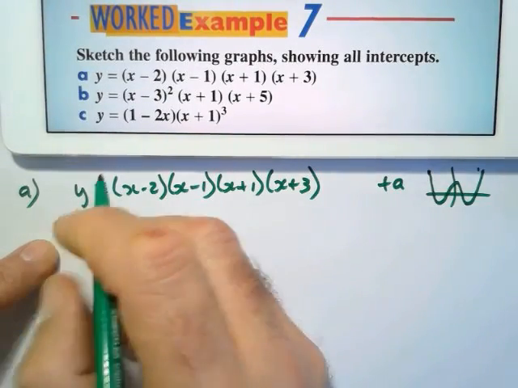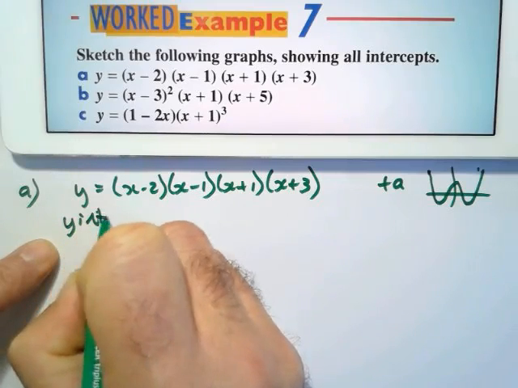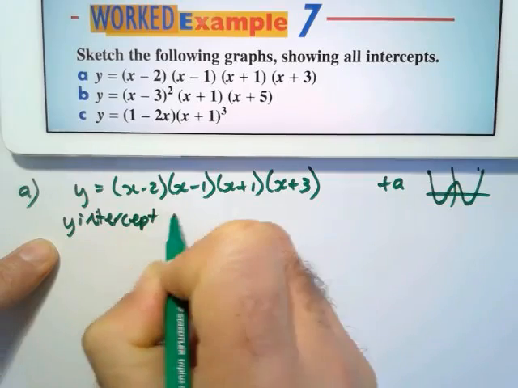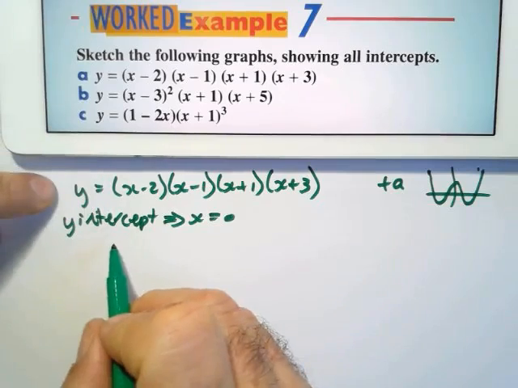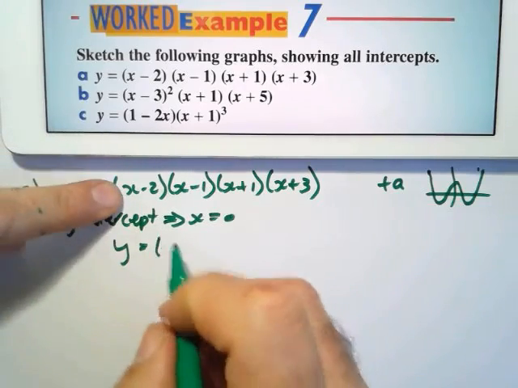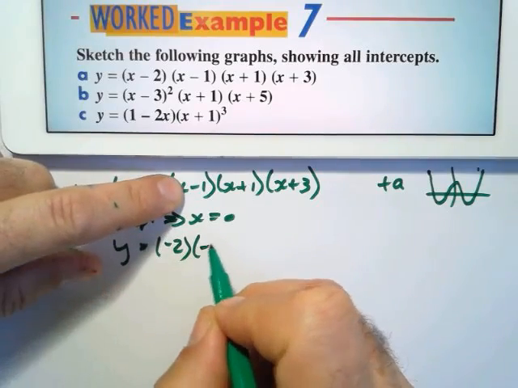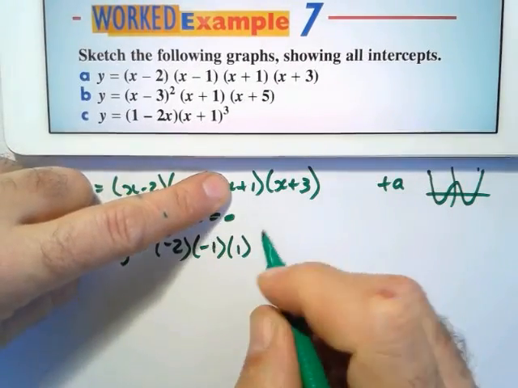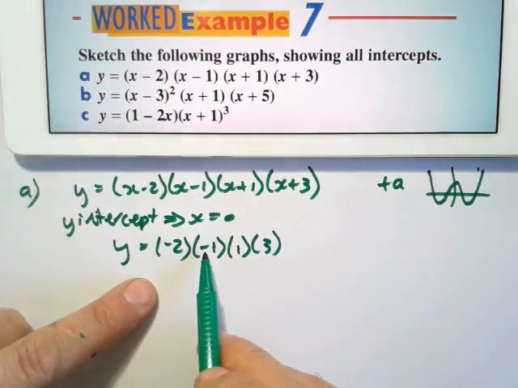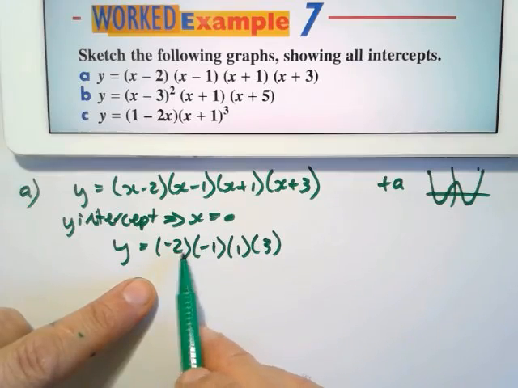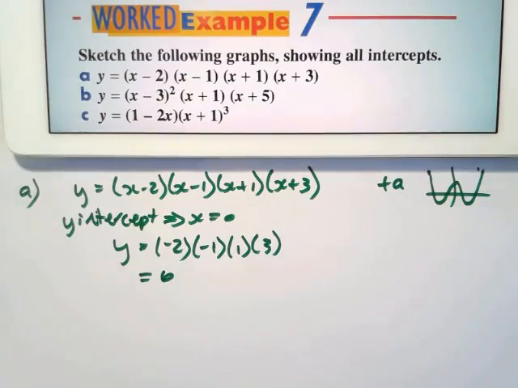The next thing is to find the y-intercept. The y-intercept is where x equals 0. So if x is 0, y is going to be negative 2 multiplied by negative 1, multiplied by 1, multiplied by 3. So negative times negative is positive. 2 times 1 is 2, times 1 is 2, times 3 is 6. So my y-intercept is at 6.